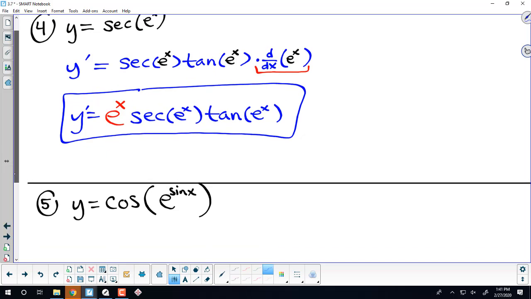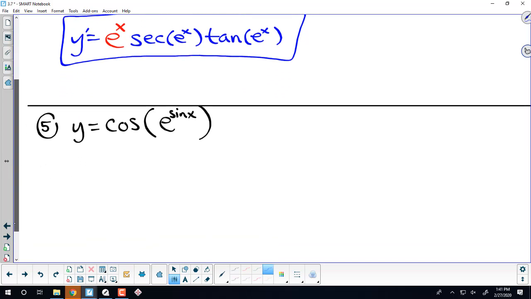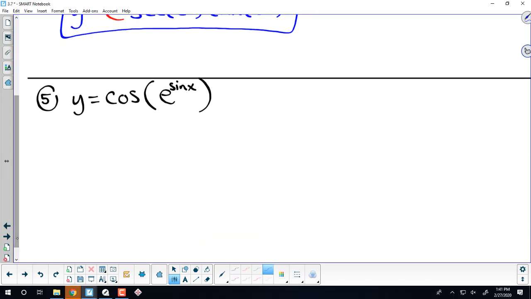Example number 5, that's something that involves two chain rules. So we have an inner function being sine x, but then after we compute sine, we then have to raise e to that power. So there's two functions right there already. And then after we do that, we have to evaluate cosine of it. So there's 3 things going on here.